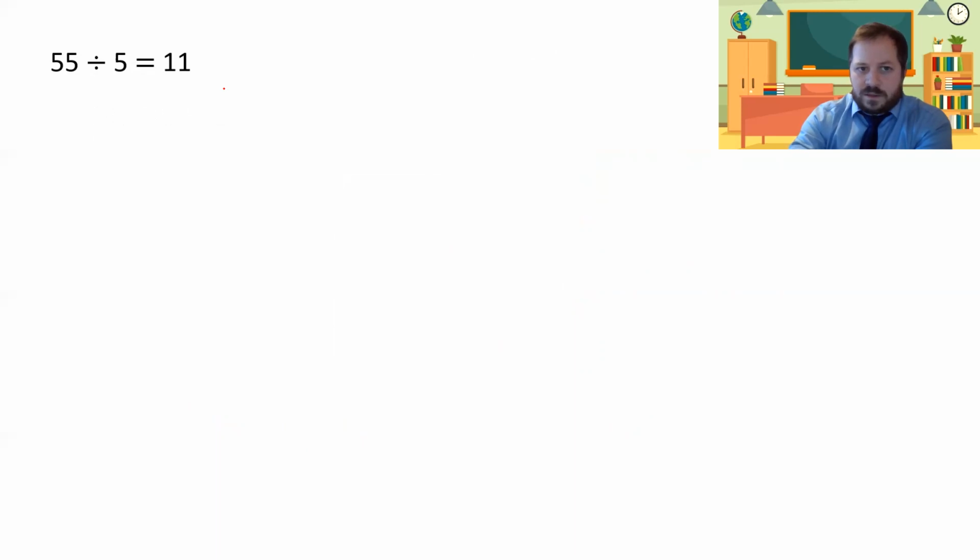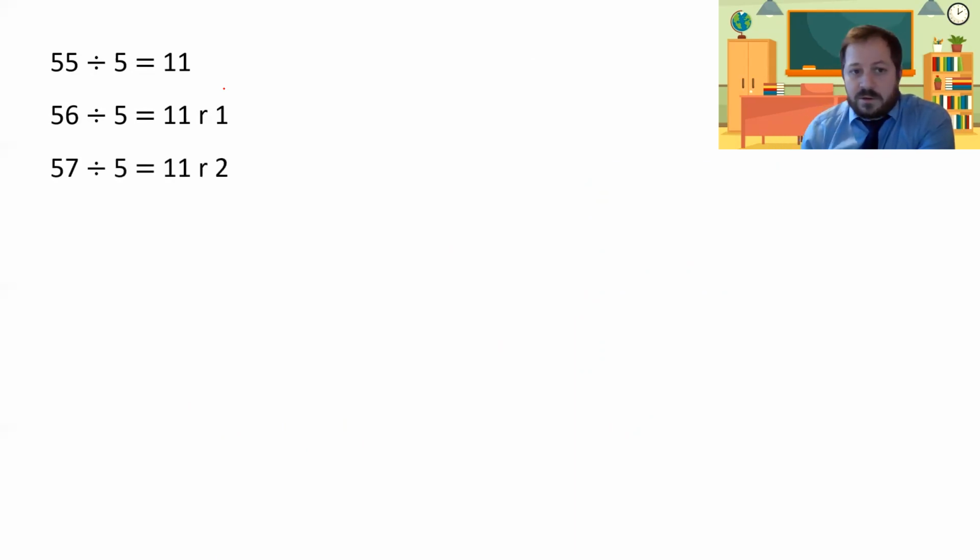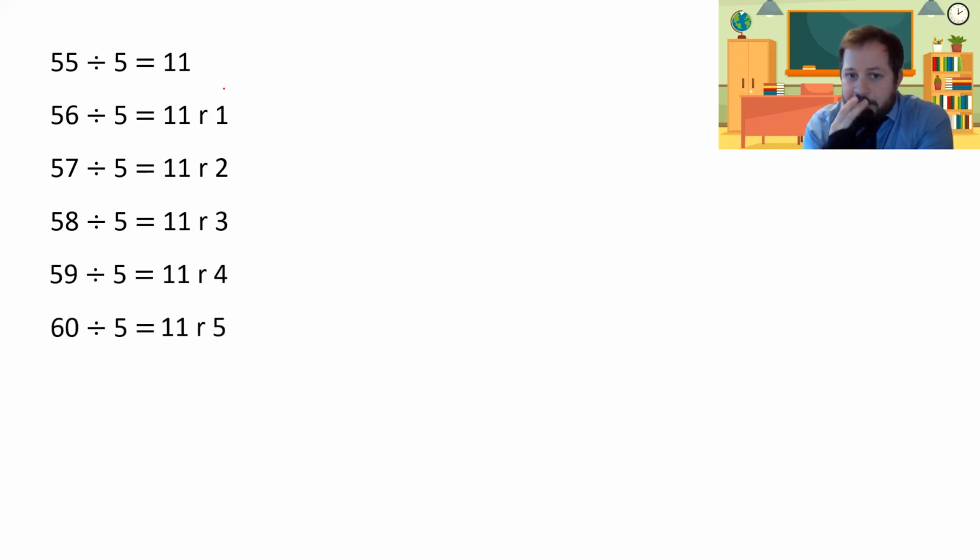So this is always an interesting thing. We can look at patterns. So 55 divided by 5 is 11. So 56 divided by 5 must be 11 with 1 remainder, because we haven't got a full 5 yet. Then we've got 57 divided by 5 would be 11 remainder 2, because it's 2 more than the closest multiple of 5, which is 55. Then 58 is 11 remainder 3, 59 is 11 remainder 4, and obviously 60 is 11 remainder 5.